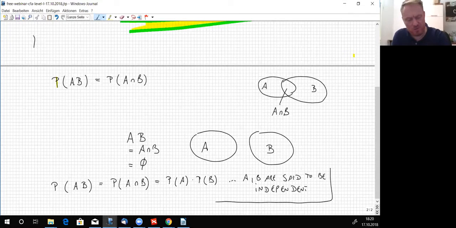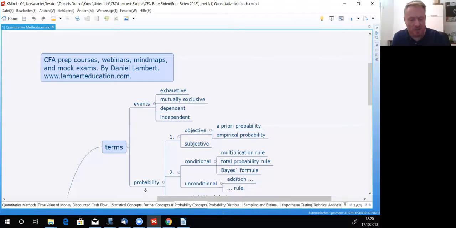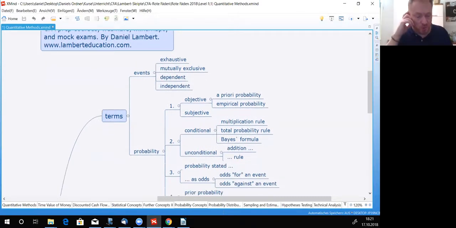And if this equality sign isn't true at all, in this case they're not independent, they're dependent on one another. So that was some wording first. Events can be exhaustive, events can be mutually exclusive, they can be dependent, they can be independent, and so on and so on. Talking about events first of all.